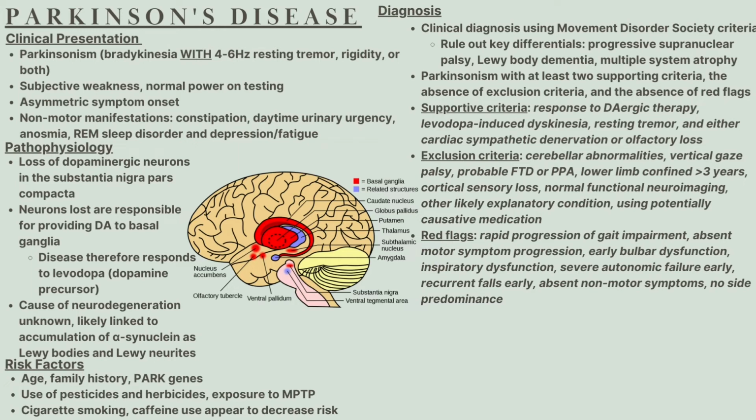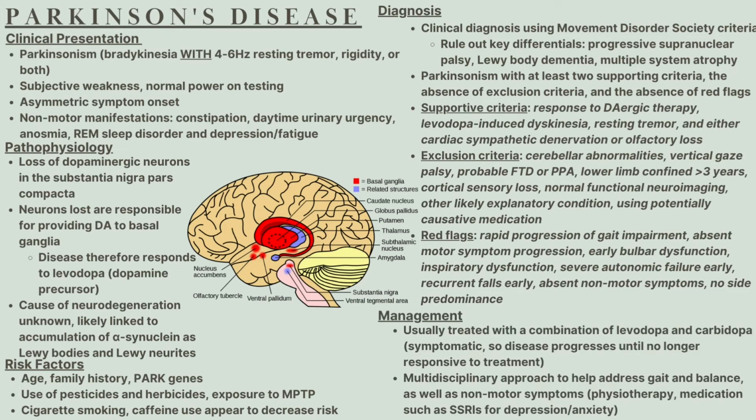Further red flags include things like severe autonomic failure in the first 5 years of disease. So, that's orthostatic hypotension, urinary retention, or incontinence, and also recurrent balance related falls early on in the course of disease. It's also a red flag if none of the non motor symptoms are present, or if there is no side predominance to the symptoms.